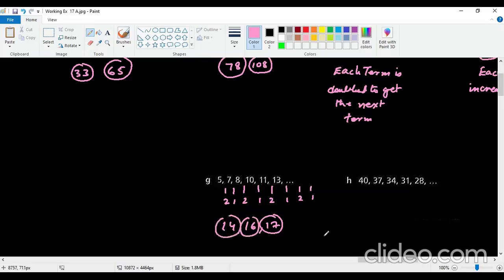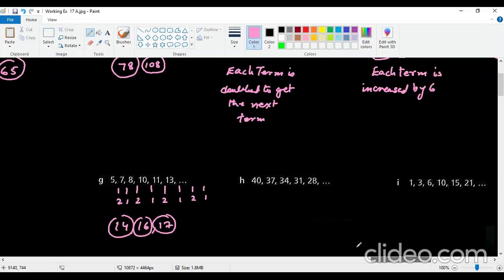Moving on to the next, which is question number H. In H, what is happening is that every time the number is getting lesser by 3. So that means 40 becomes 37, 37 becomes 34, 31, 28, and the next number is going to be 25. Each time 3 is subtracted. So these are the three numbers that you get in the place of terms. So each number is subtracted by 3 is the rule.